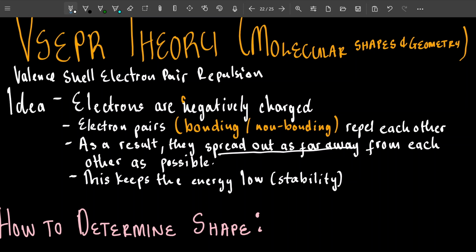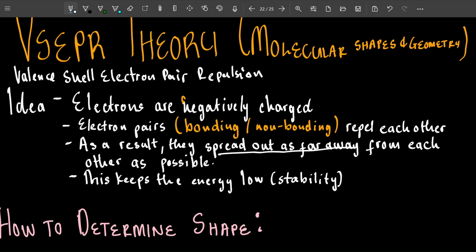Are you hearing this? Yes, electron pairs are found in an orbital. An orbital will have two electrons, right? Good. So these orbitals are going to repel each other as far away as possible. They don't just take up any position. No, they take the positions that make them as far away from each other as possible.